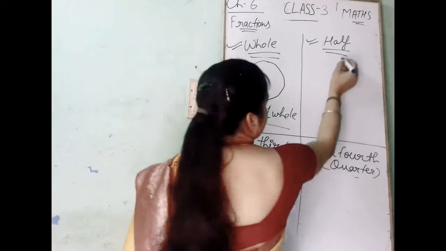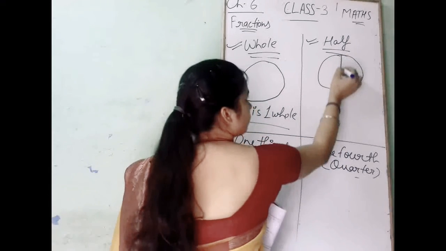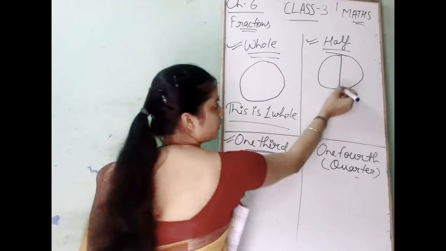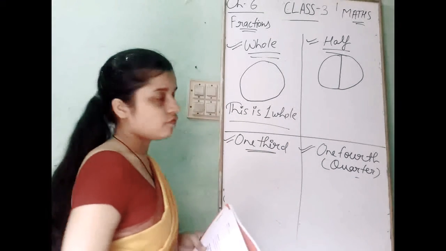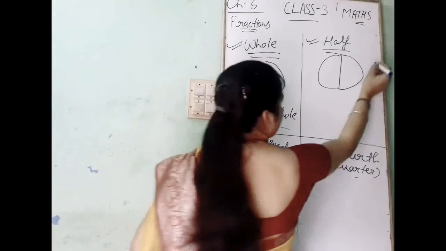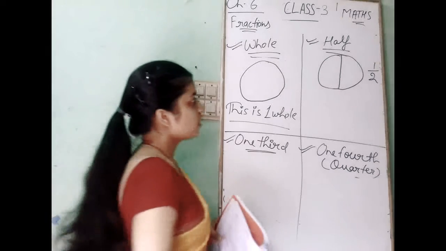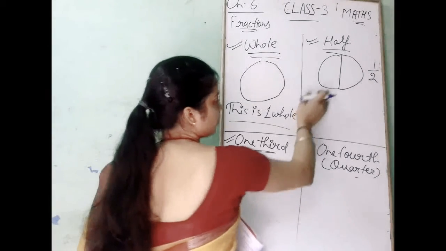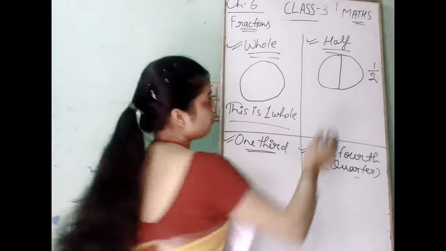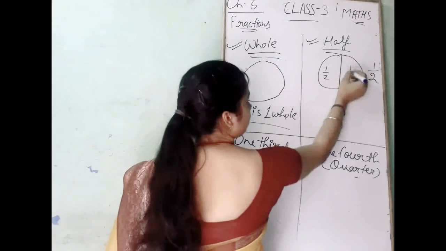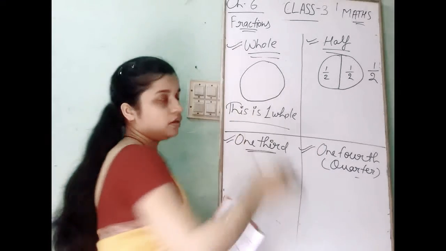And if I make a circle and divide it from the between, vertically or horizontally, you can divide, then this is the half. Half means 1 by 2 because the circle is divided in 2 parts, and here this is the half part, which can be said as 1 by 2. 1 by 2 this and 1 by 2, and if you add both you can make one whole.